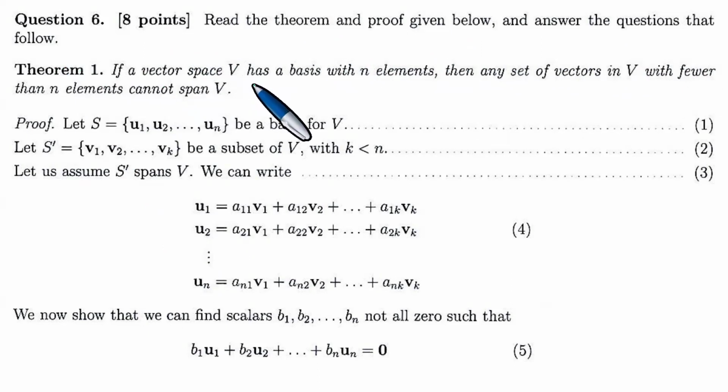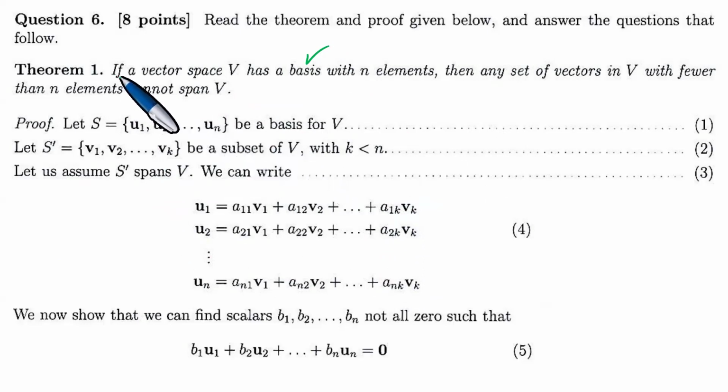If a vector space V has a basis with n elements, then any set of vectors in V with fewer than n elements cannot span V. Okay, so what is this? This story is about two things. And I must mention that these long questions that they ask all the time are about linear independence and basis, that's all. They've given you this story here, but now you are dealing with the basis.